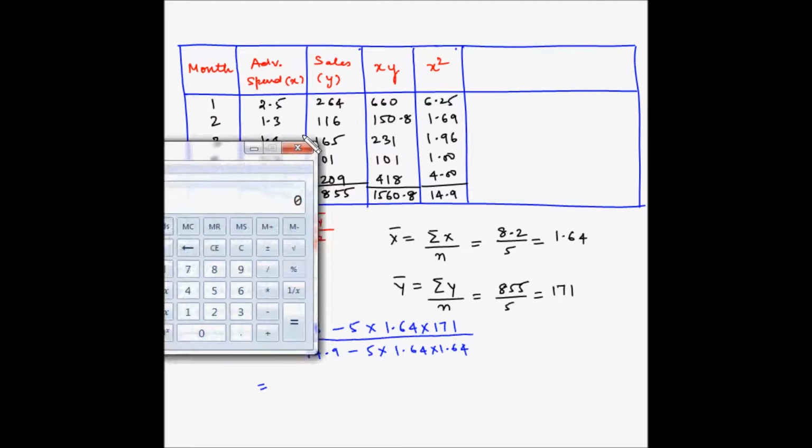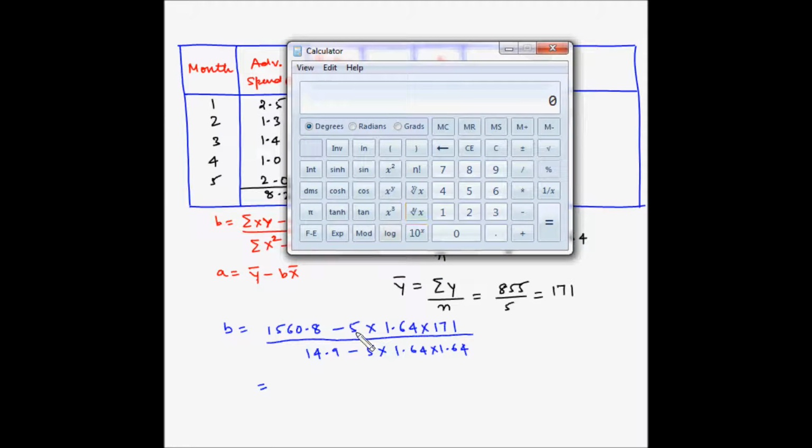So let me pull my calculator here. Let us first find the value of 5 multiplied by 1.64 multiplied by 171. So 5 multiplied by 1.64 multiplied by 171. Enter. Now this is negative and then plus 1560.8, which is 158.6. So this is 158.6 in the numerator, and let's now find the value of the denominator.